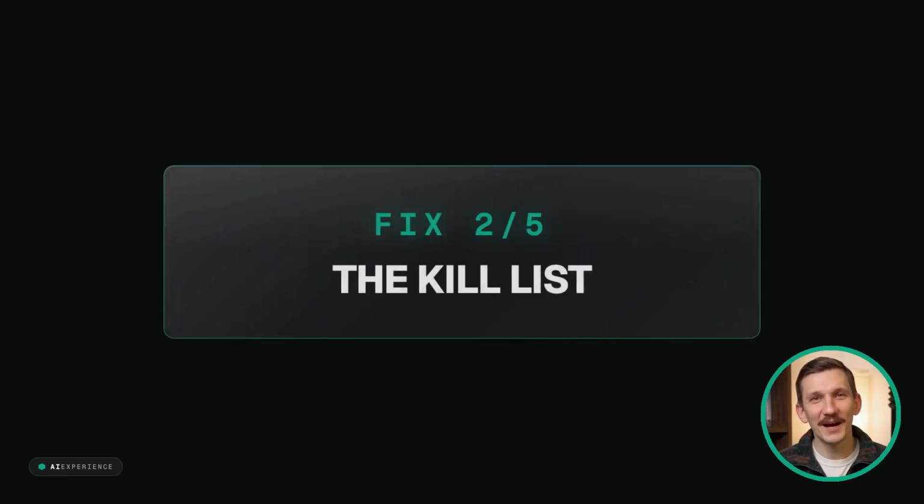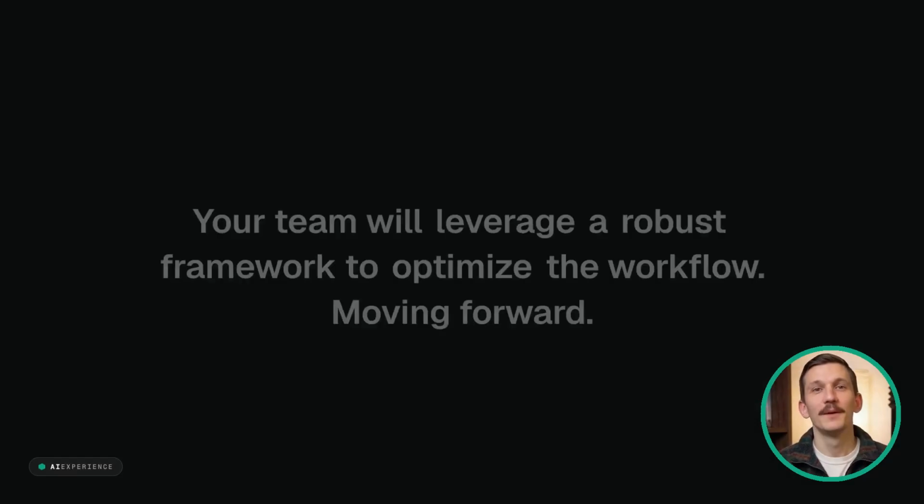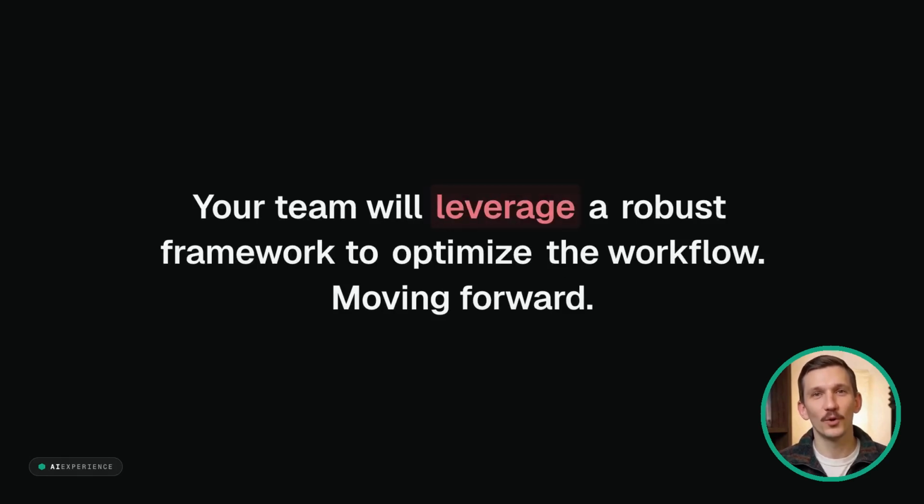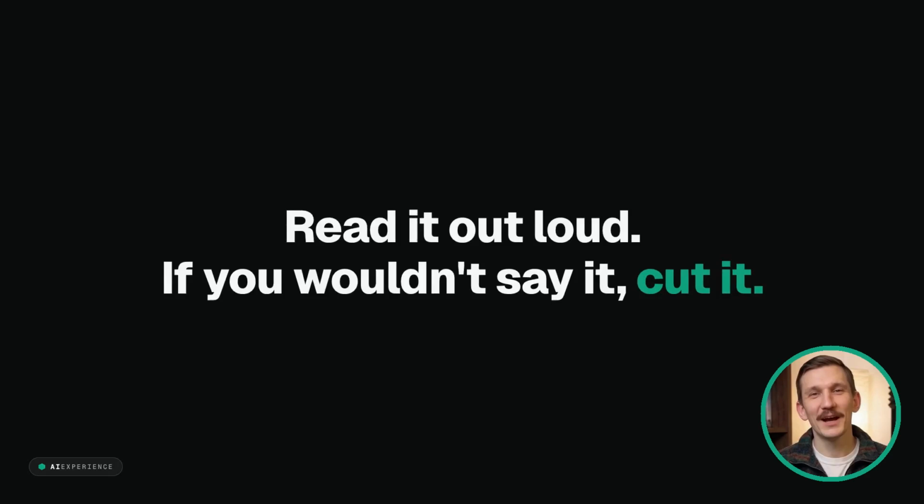Now say you're an ops manager rolling out a new process. ChatGPT drafts the announcement. Your team will leverage a robust framework to optimize the workflow. Moving forward, of course. Here's the trap. None of those words are wrong. They're just words nobody says out loud. And that's exactly why they scream AI. Your team reads that and hears a press release, not their manager.